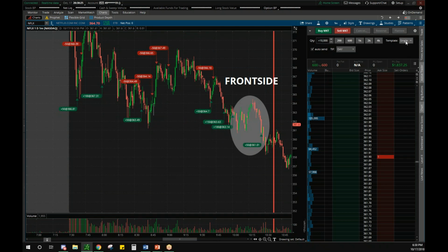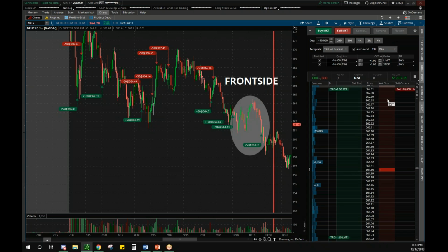I have a template set up. It's where I click on template. I'm going to click on target with bracket. Now, what I typically will do here, if I click right here at 362 and I get filled my 10,000 shares on this Netflix trade and I get short here, then I automatically will have a take profit cover as a buy $1 below where I'm shorting, okay?